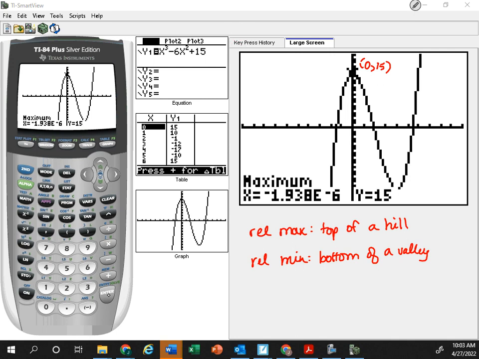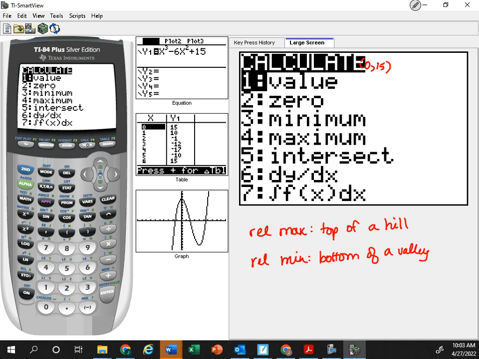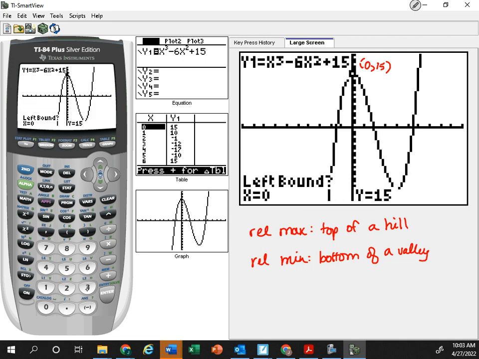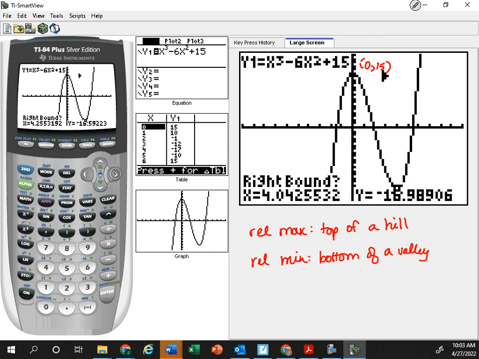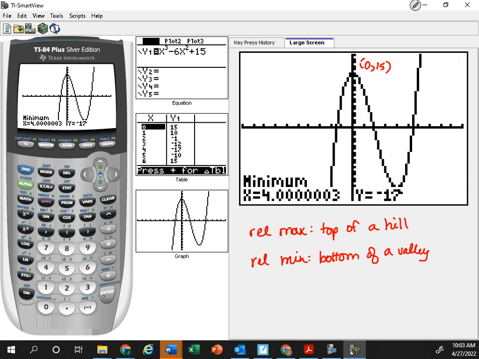Okay, I also want to calculate the minimum down here. So I'm going to repeat that process, second trace. Instead of maximum, though, I'm going to pick minimum, number 3. I want to be on the left side of it, so somewhere over here. I want to be on the right side of it. And I want it to guess. It's telling me the point 4, negative 17.